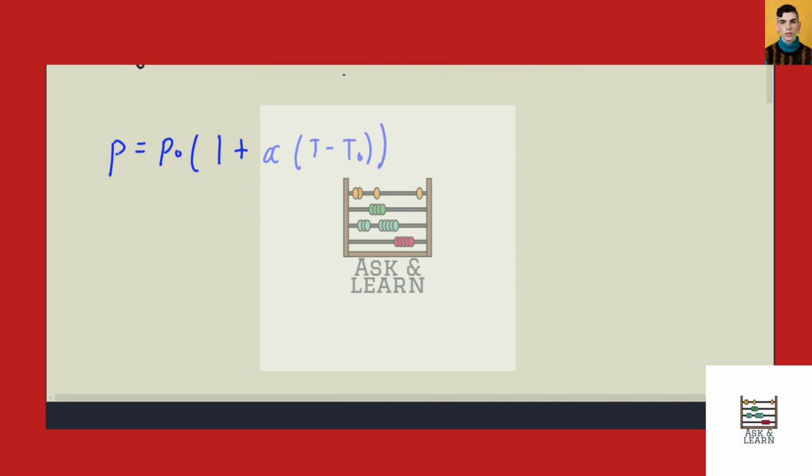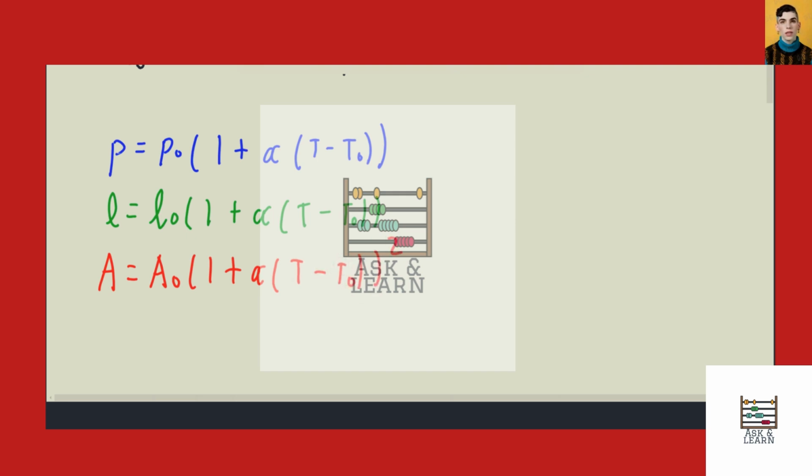And we're also going to do this for the length of the wire. So this length is equal to L naught times 1 plus alpha times T minus T naught. And we can also do the same thing for the cross-sectional area. So this cross-sectional area A is equal to A naught times 1 plus alpha times T minus T naught. And this is going to be squared.